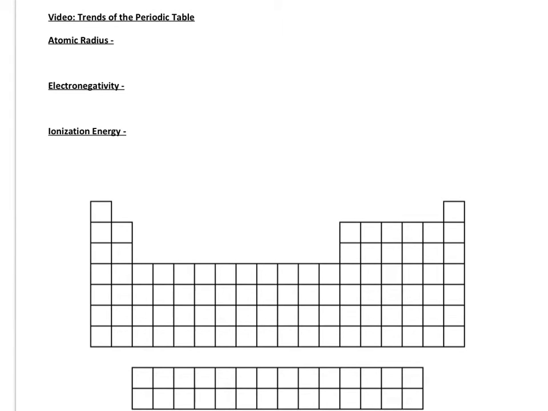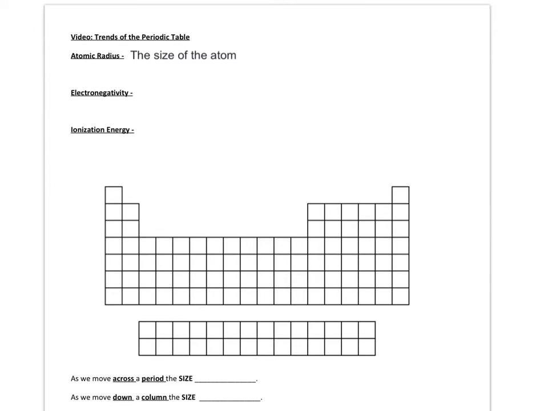This video is on the trends of the periodic table. The three trends that we are going to learn about are atomic radius, electronegativity, and ionization energy. Atomic radius is just the size of the atom. Radius is just the definition of the distance between the nucleus and the outermost edge of our atom.